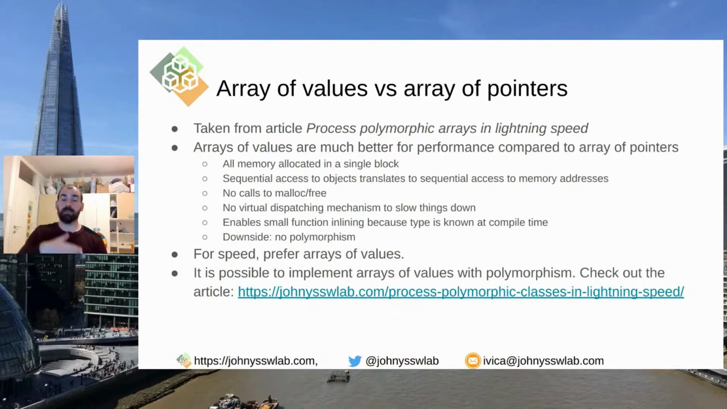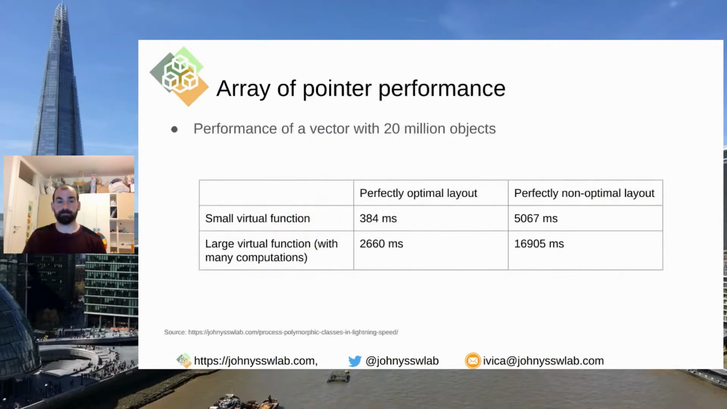Okay, for speed, prefer arrays of values, but this is not always possible. In the earlier slides, we talked about the alternatives. Okay, array of pointer performance. This is an example taken from this article. You have a perfectly optimal layout and a perfectly non-optimal layout. In the perfectly optimal layout, neighboring pointers in the vector point to neighboring memory addresses. So you have a perfect layout.